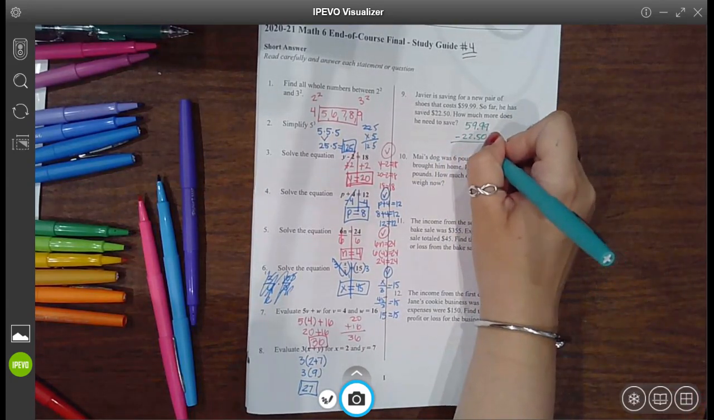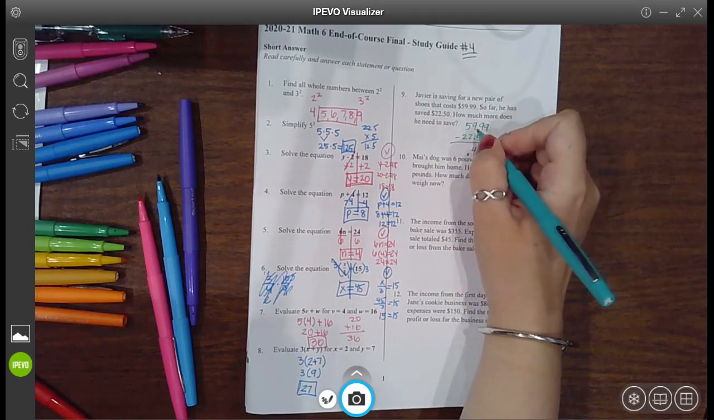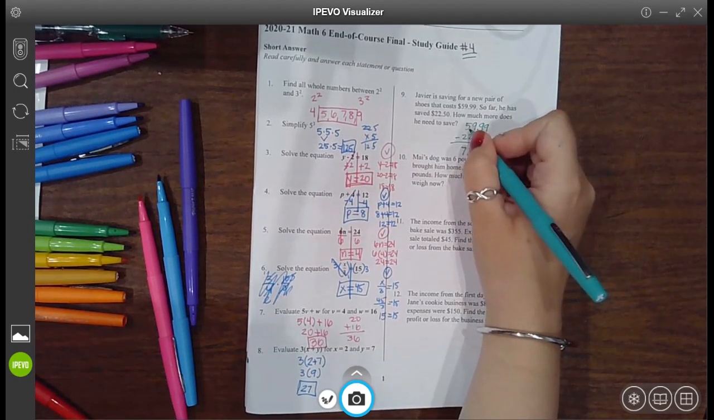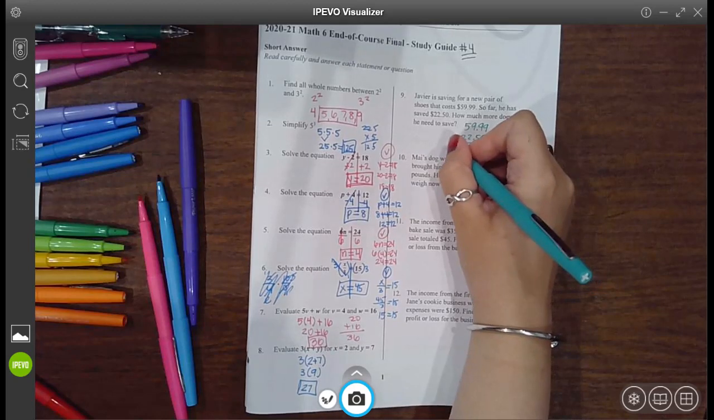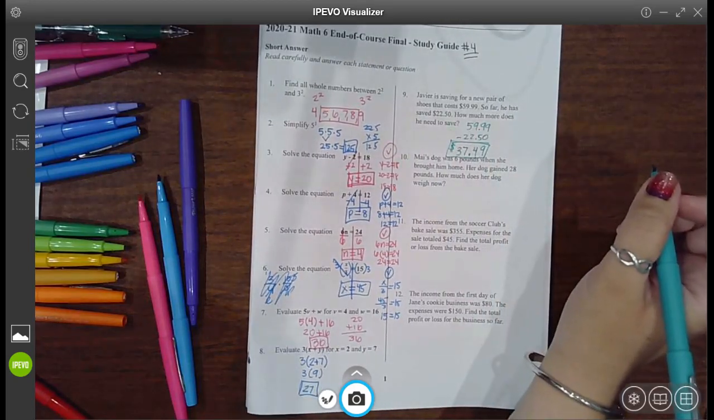So 9 minus 0 is 9. 9 minus 5 is 4. Bring down your decimal. 9 minus 2 is 7. 5 minus 2 is 3. So he needs to save $37.49 more.